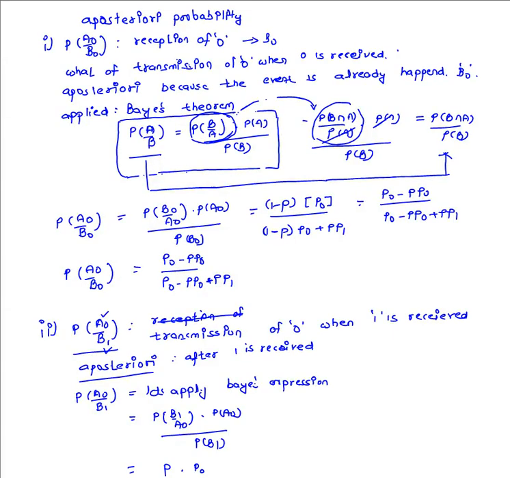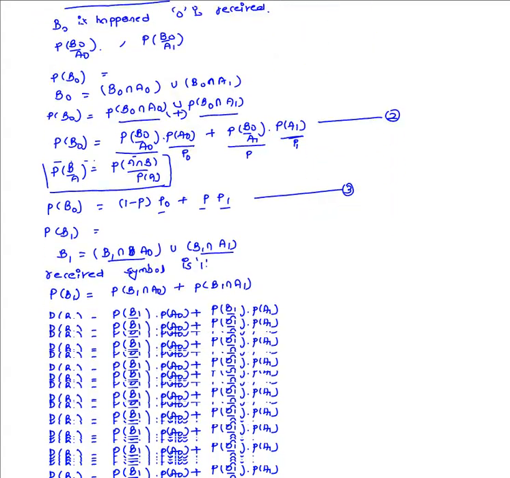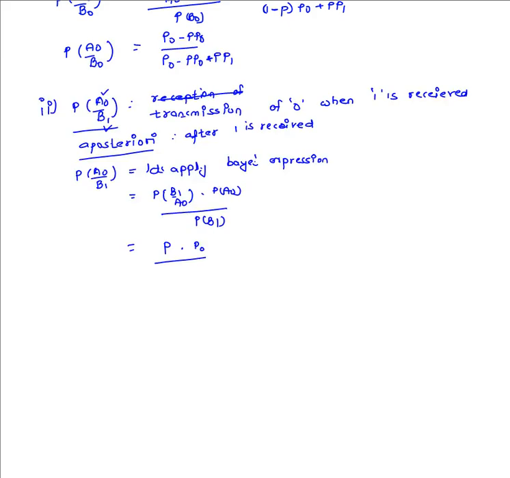Let's go to the previous slide. In the previous slide we have obtained P of B1 at equation number 4. P of B1 is P P0 plus P1 minus P P1. This is actually P of B1.